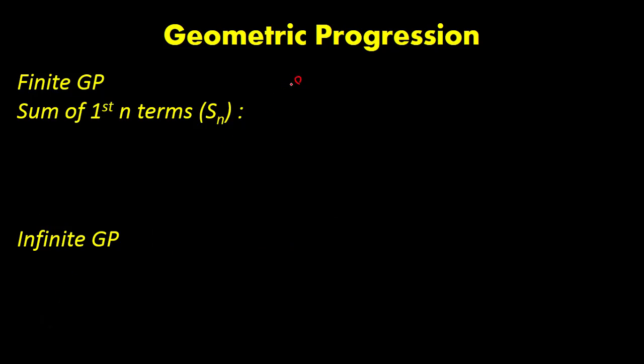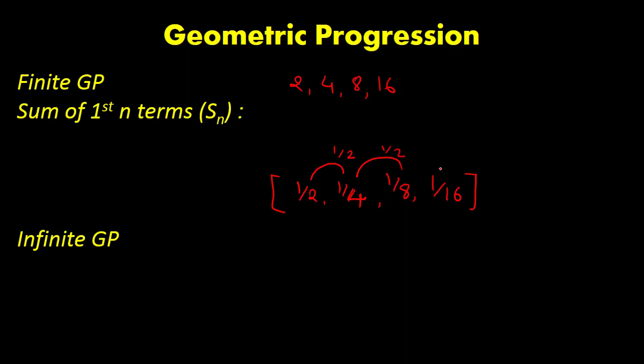So first take the example 2, 4, 8 and 16, finite. And let me take another example where 1 by 2, 1 by 4, 1 by 8 and 1 by 16. Can you tell me whether this progression is GP? Yes, definitely. See here, 1 by 4 by 1 by 2 is nothing but 1 by 2. 1 by 8 by 1 by 4 is again 1 by 2. 1 by 16 by 1 by 8 is again 1 by 2.